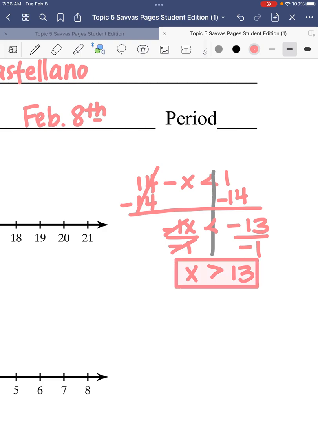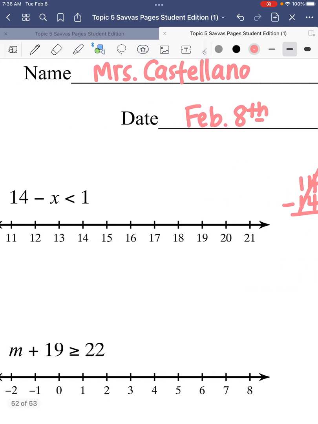And now I just have to graph it. So at 13, I need to put an open circle. And I'm going to shade all the numbers that are bigger than that. So all of these numbers here, all the way past 21. So I'm going to include that arrow.